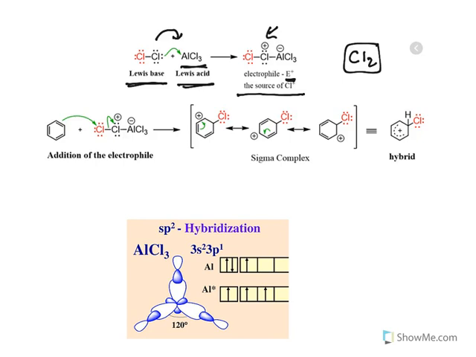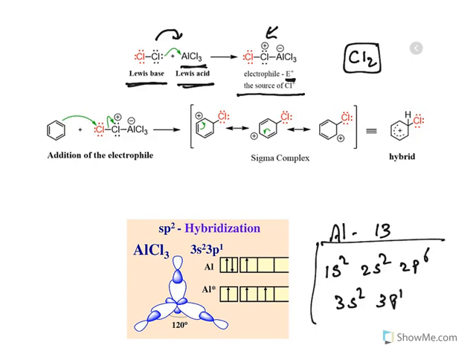Why is it happening with aluminum chloride? Because look at this, aluminum atomic number is 13. So it has 1s2, 2s2, 2p6 and 3s2, 3p1. This is the electronic configuration. Now look at them. We are concerned with the valence shell. In the valence shell, it has 3s2 and 3p1.